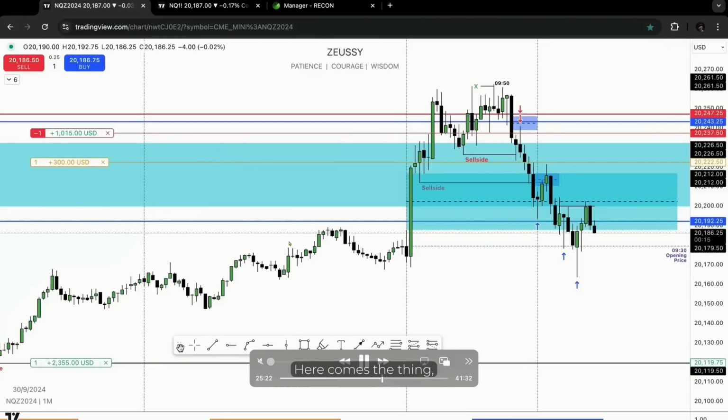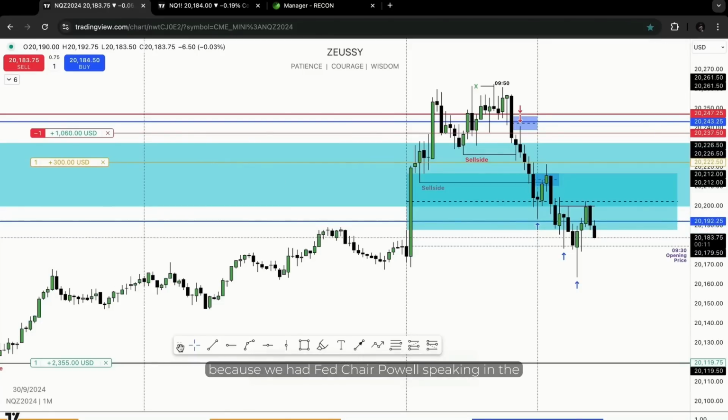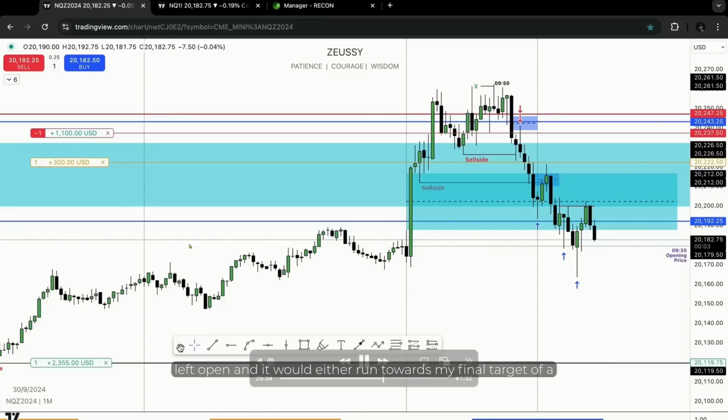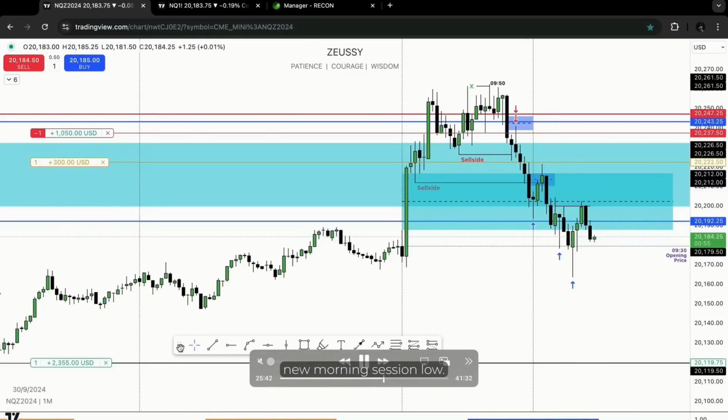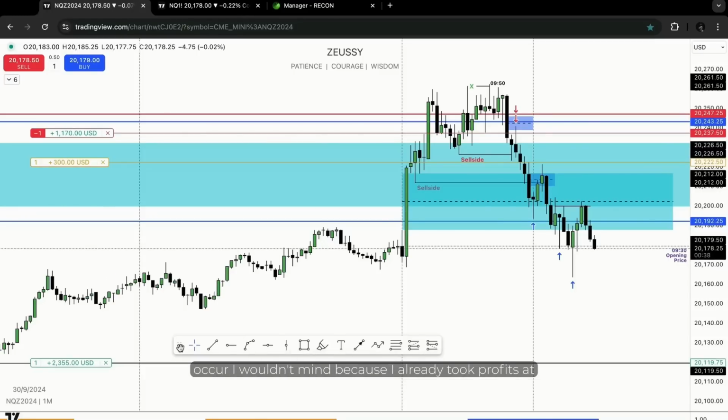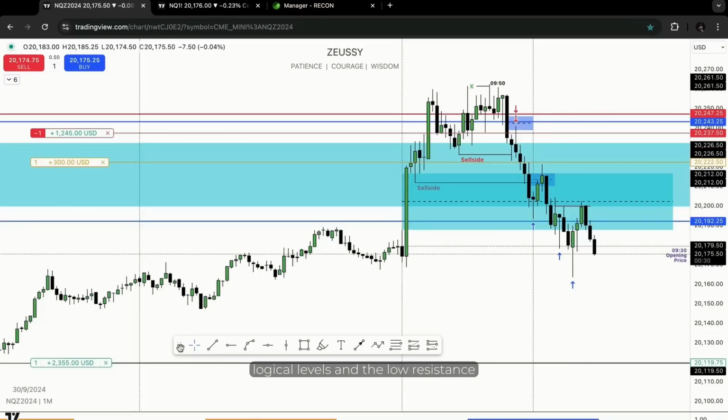Here comes the thing. Because we had Fed Chair Powell speaking in the afternoon session, I just had one contract left open, and it would either run towards my final target of a new morning session low, the low that formed between 7 to 8:30, or it would get hit when it comes to my trail stop. And if that would occur, I wouldn't mind, because I already took profits at logical levels and the low resistance liquidity run was already done.